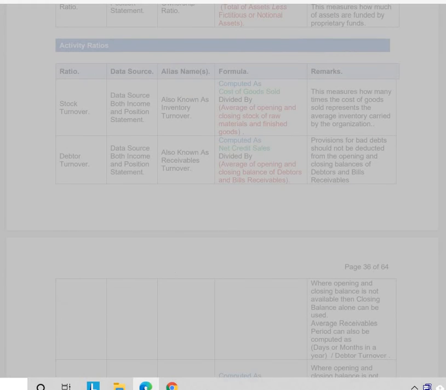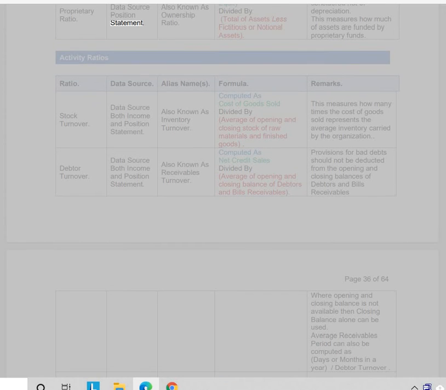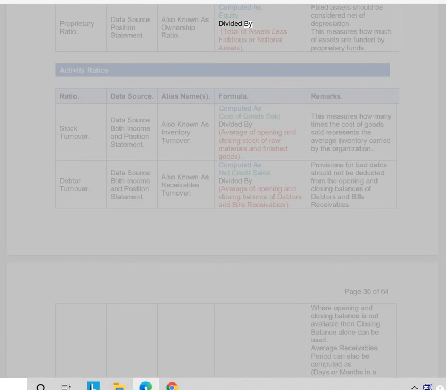Proprietary ratio. Data source: position statement. Also known as ownership ratio. Computed as equity divided by total of assets less fictitious or notional assets. Fixed assets should be considered net of depreciation. This measures how much of assets are funded by proprietary funds.